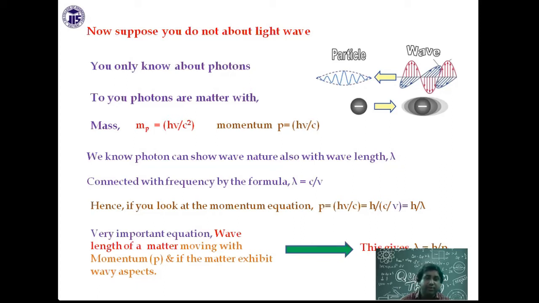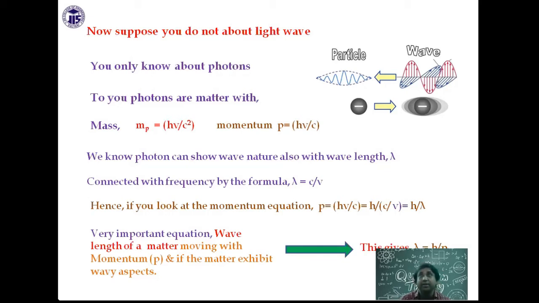Earlier people thought waves are different, matter is different. For wave nature you use wave theory, electromagnetic theory or sound wave theory. For matter you use mechanics. So two different worlds, now they are bridged. The wavy nature, wavelength, and the particle nature, momentum, are connected by this equation. This is the idea also taken by de Broglie.